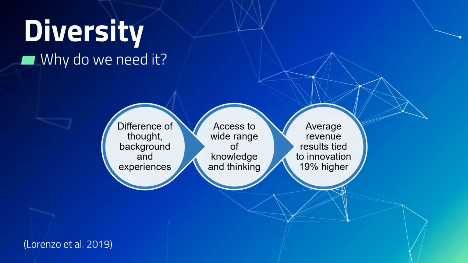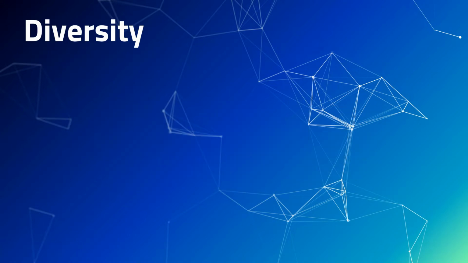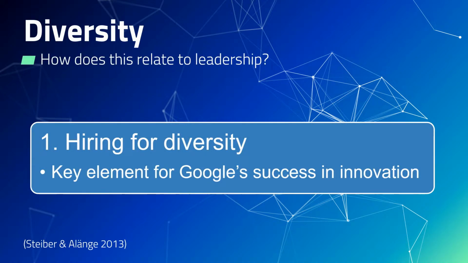From a commercial perspective, the 2019 survey reported that organisations with revenue areas tied to innovation reported a 19% improvement over organisations with below average diversity rates. A series of interviews conducted by Stieber and Lang discussed that a key element of Google's success in the area of innovation was due to actively hiring for diversity. This leads us to the first leadership behaviour, eliminating bias.